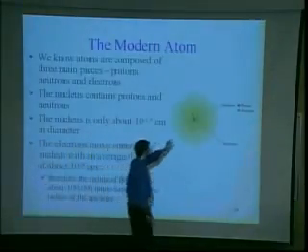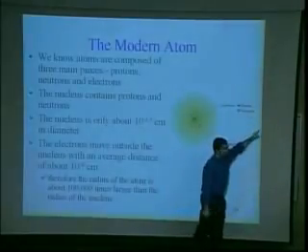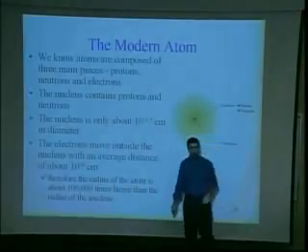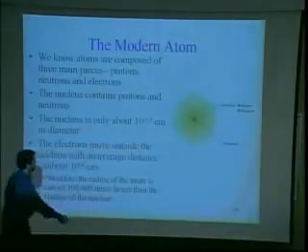Therefore, the radius of the atom is about 100,000 times larger than the radius of the nucleus. So from here to here versus from here to the edge where the last electron would be traveling, you've got 100,000 times difference in size. So a ton of empty space in there.